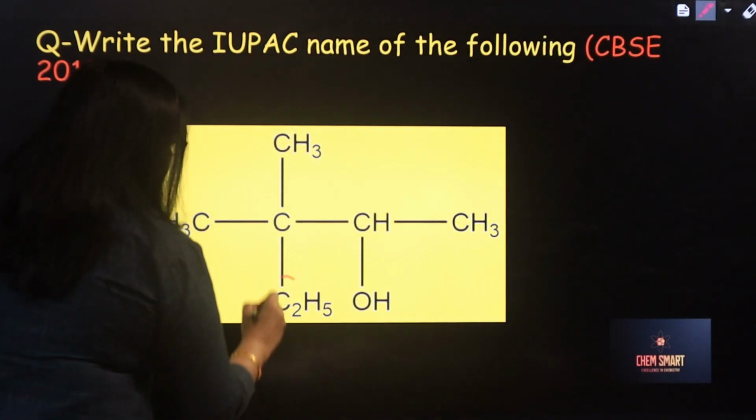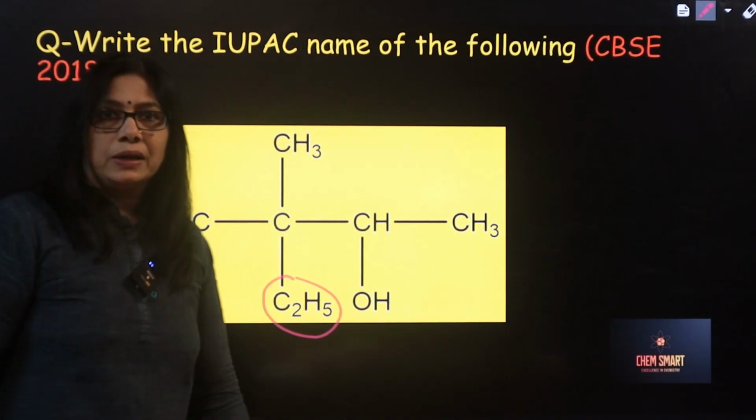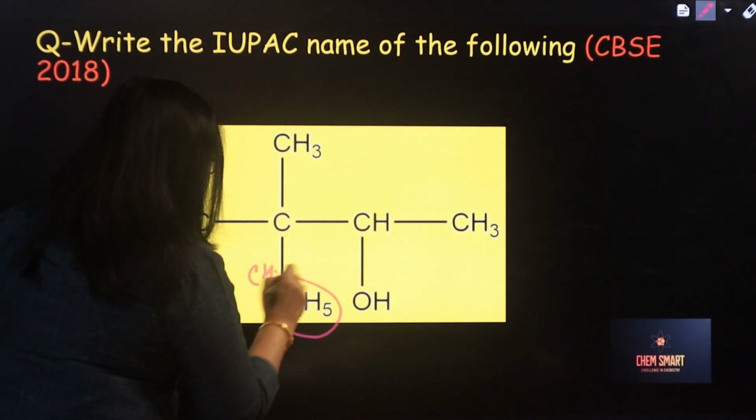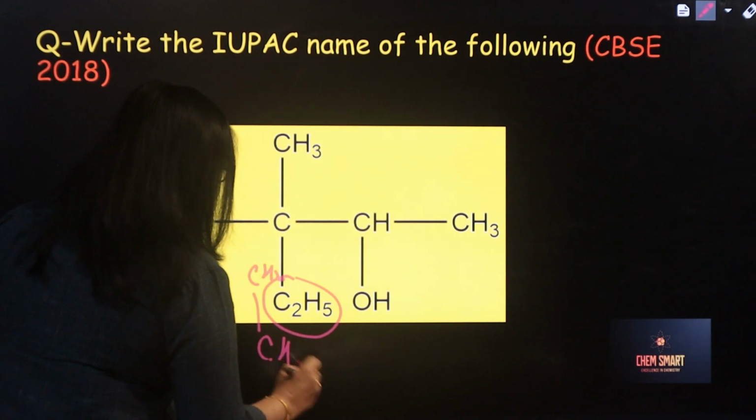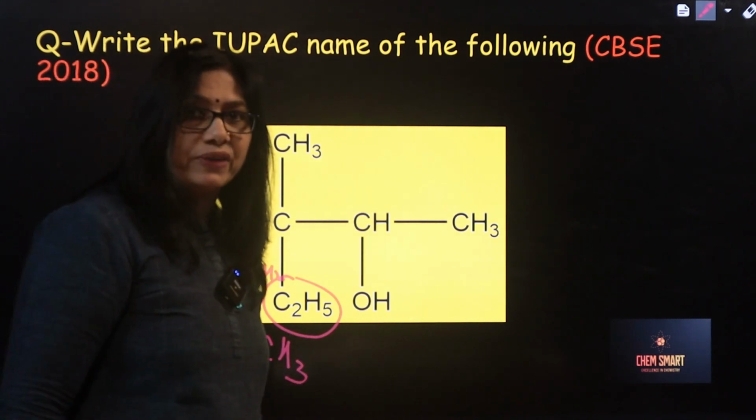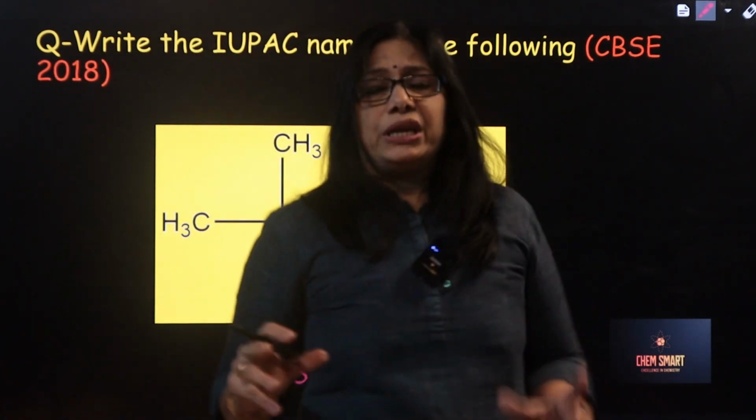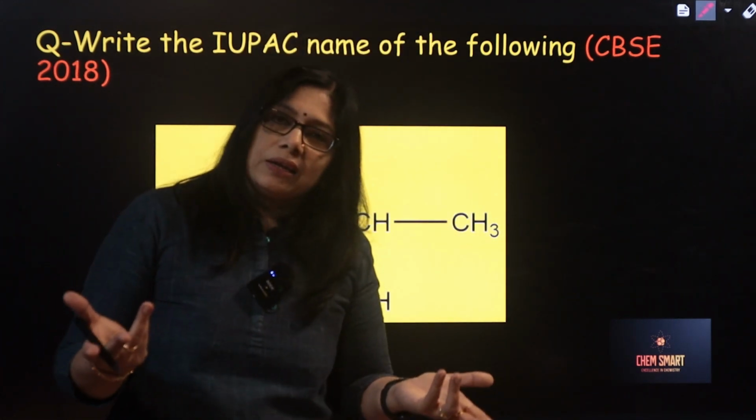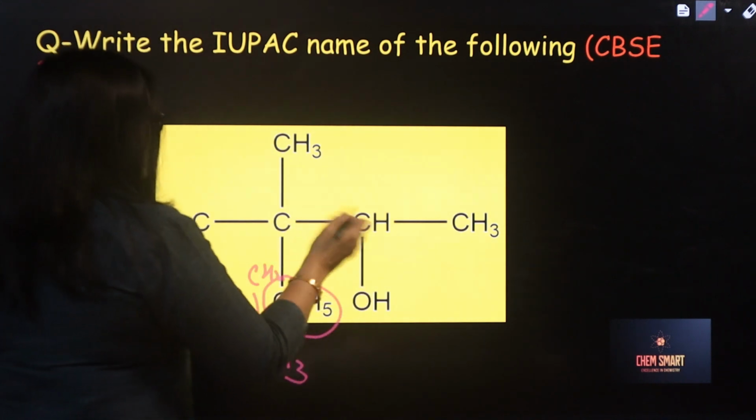You know, this is C2H5. That you have to expand. I am doing it here itself. CH2, CH3. That is C2H5 expansion. Whenever an ethyl group is there in the question, make it expanded. Sometimes it will contribute to elongating the chain, sometimes not. So let's see now which is the longest chain.